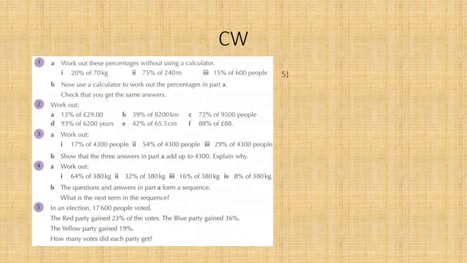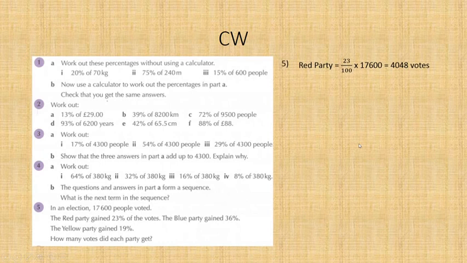Okay, so let's go to question number 5. In an election, 17,600 people voted. The red party gained 23% of the votes, and the blue party gained 36% of the votes. The yellow party gained 19% of the votes. So, how many votes did each party get? Let's start with the red party. It's 23%, so make it 23 over 100 and then multiplied by this number, 17,600. So it's going to be 4,048 votes for the red party.